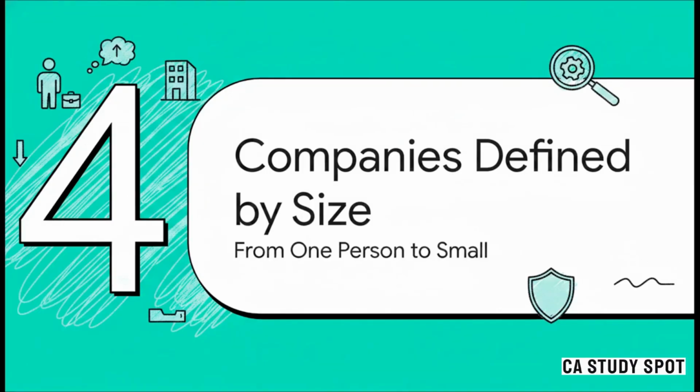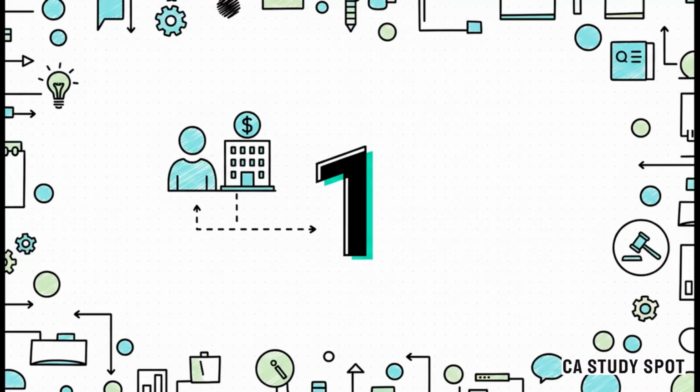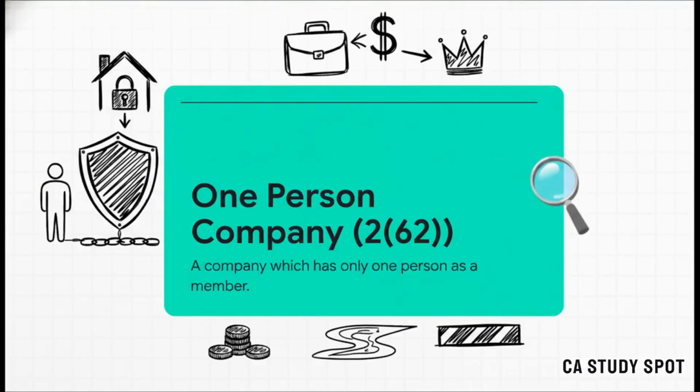Now, besides that whole private versus public thing, the law also gets that not all businesses are giant corporations. So it creates some special categories just for smaller businesses, which can give them a leg up with fewer rules to follow. 1. Just a single person. But that single person can now have all the power of a full-fledged company. And this is how they do it.